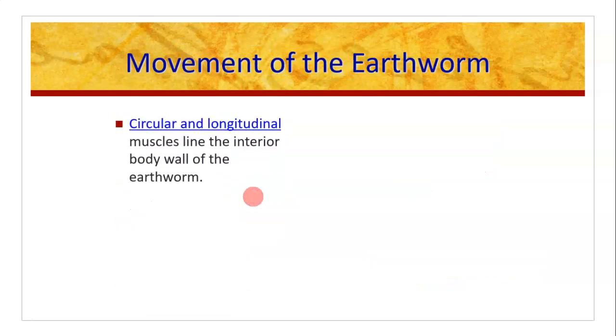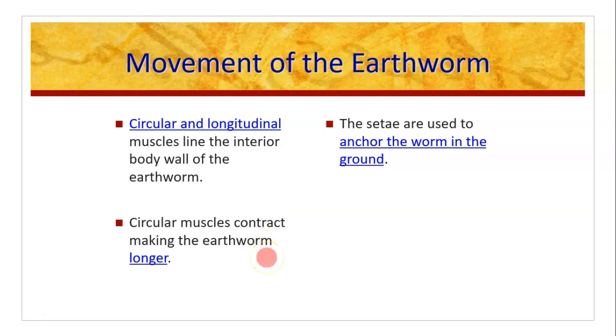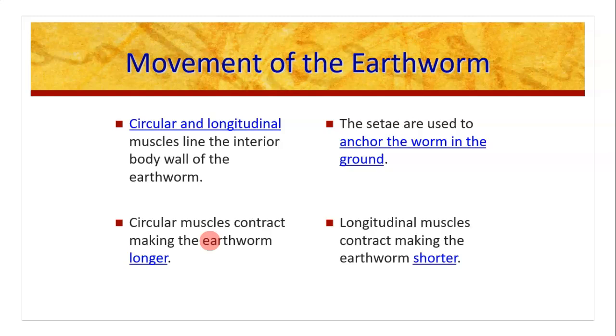Now, a little bit more about the movement, because I just kind of went over that pretty quickly. So they have both circular and longitudinal muscles, and those muscles line the interior body wall of the earthworm. Now the setae, those bristles, those hair-like structures, those anchor the worm to the ground. The circular muscles contract, making the earthworm longer, and the longitudinal muscles contract, making the earthworm shorter. Okay, so they'll use those in tandem with each other to propel themselves forward.